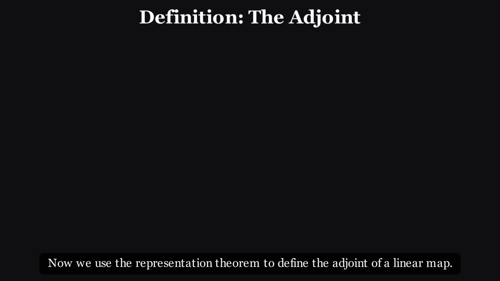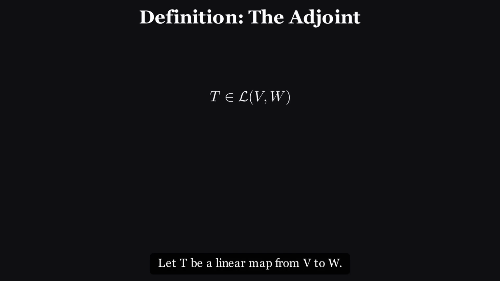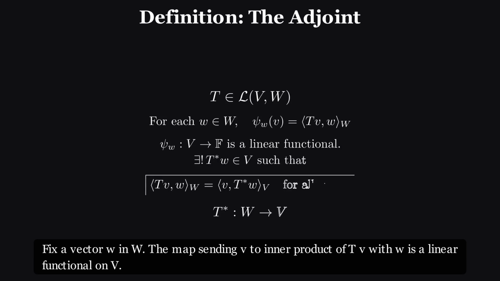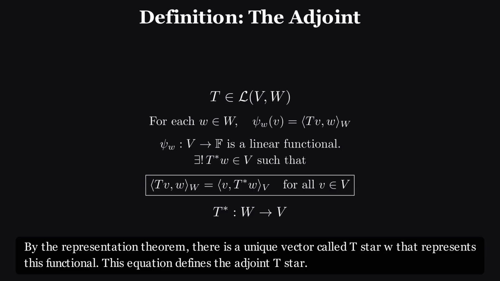Now we use the representation theorem to define the adjoint of a linear map. Let T be a linear map from V to W. Fix a vector W in W. The map sending V to inner product of TV with W is a linear functional on V. By the representation theorem, there is a unique vector called T star W that represents this functional. This equation defines the adjoint T star.